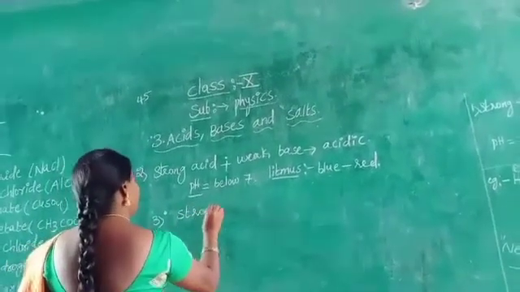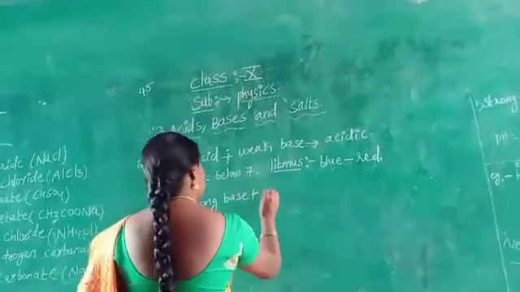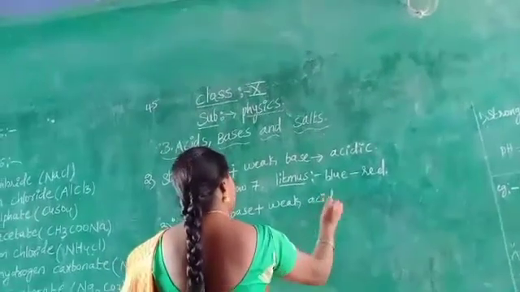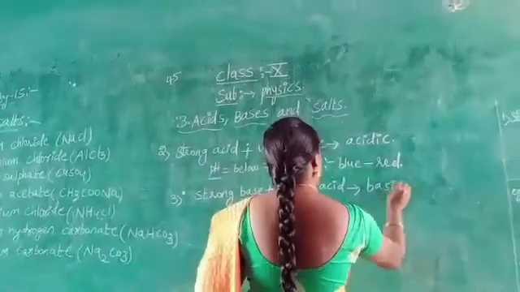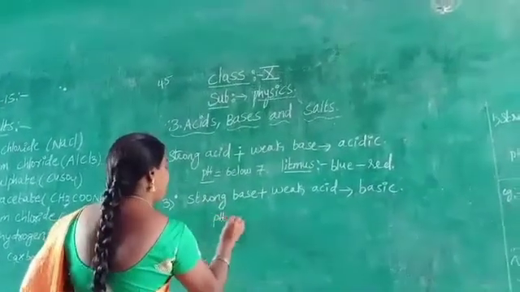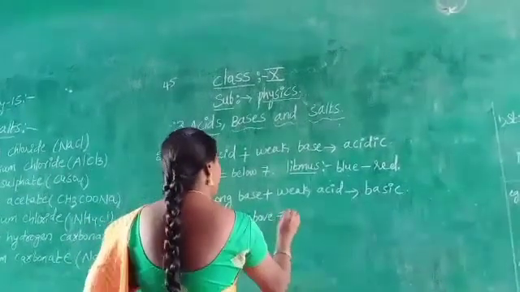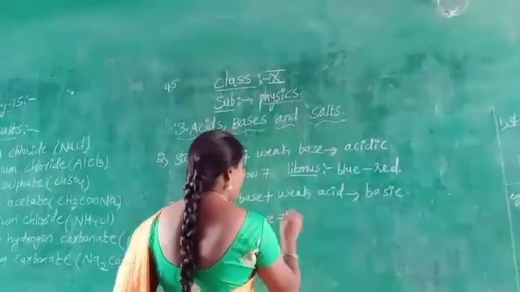Next, when a strong base reacts with a weak acid, it forms a basic solution. What is the pH value of a basic solution? Above 7.